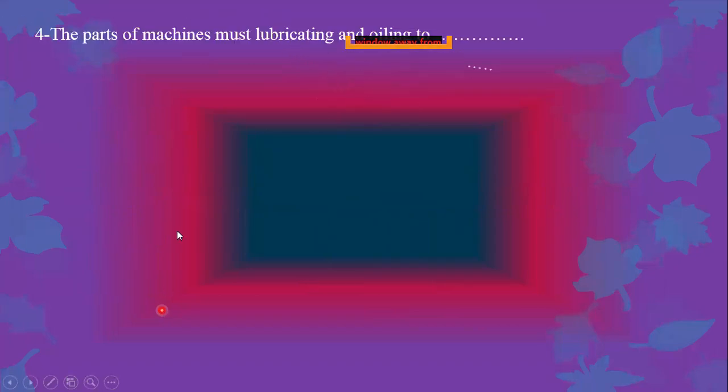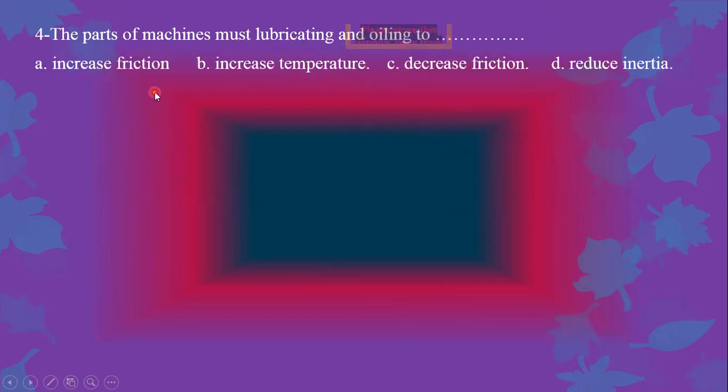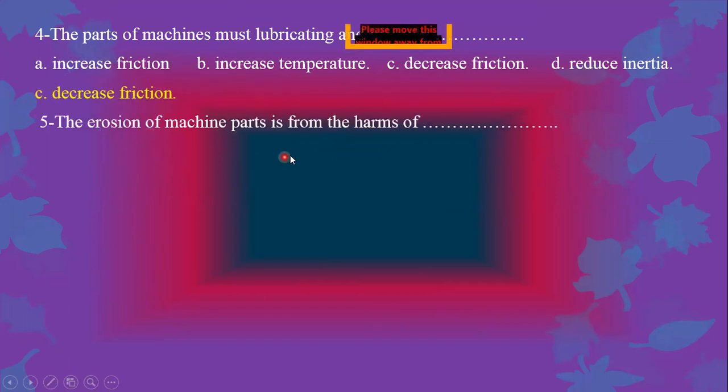Number 4, the part of the machines, lubricating and oiling. Of course, what is the reason? Surely friction is the reason. Increase friction, increase temperature, decrease friction, or reduce inertia: which is the right answer? The answer is decrease friction. The erosion of machine parts is from the harms of inertia, relaxation, friction, or gravity. Of course, the correct answer is friction.